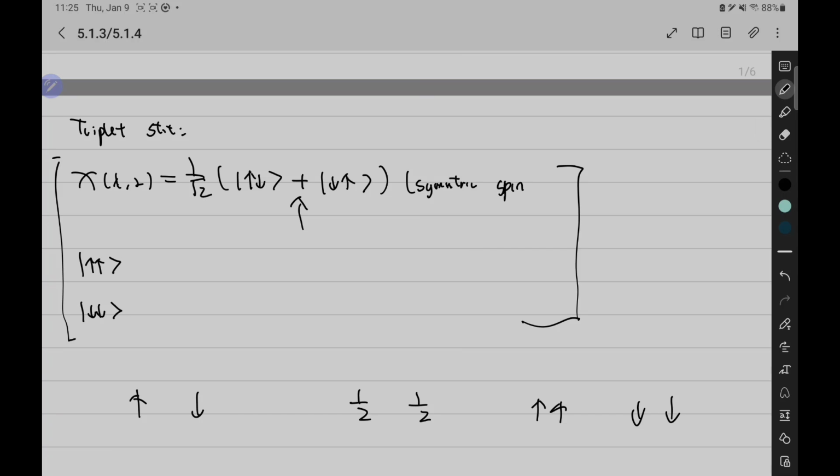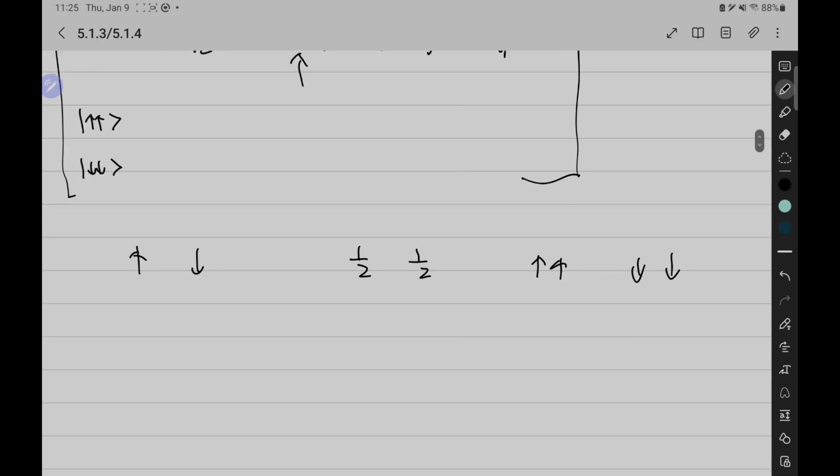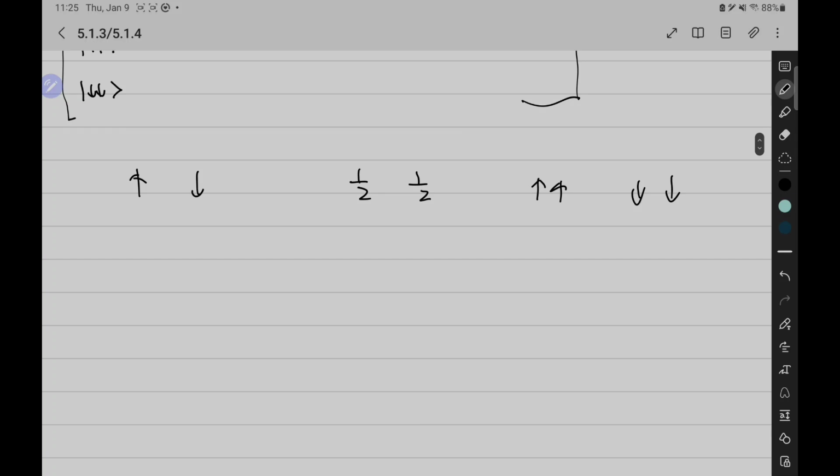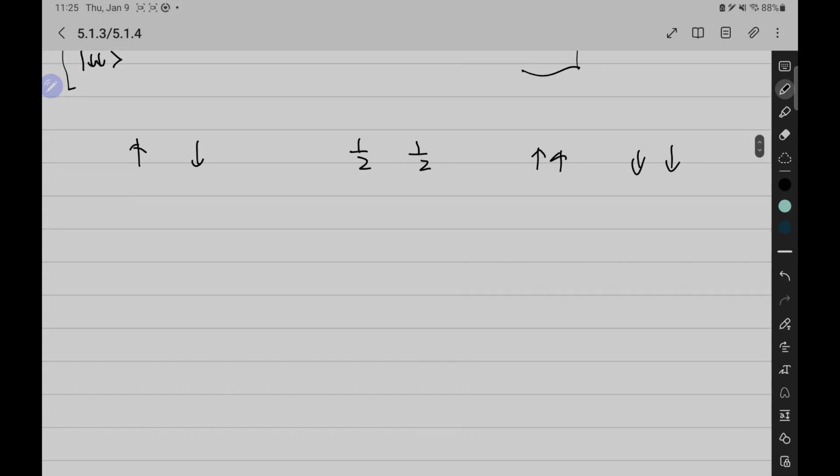So let's move on to the next part. In the next part of the video, I'm going to talk about 5.1.4, which is the generalized symmetrization principle. This part is pretty short, so I'm just going to go through it quickly. Suppose we have some operator which we call the exchange operator P.